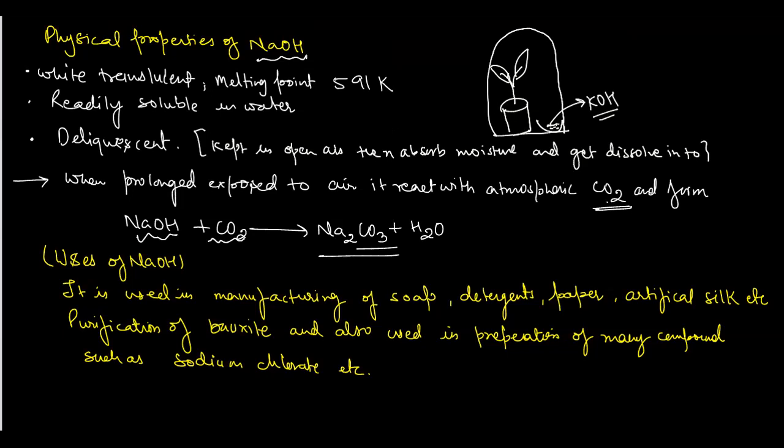Uses of NaOH. It is used to manufacture soap. This 1 mark question arises from this one, so the uses are important. It is used for manufacturing of soap, detergent, paper, artificial silk, and purification of bauxite. What is bauxite? Bauxite is an ore of aluminium, Al2O3.2H2O. Ore of aluminium means the mineral from which we get aluminium. Got it?